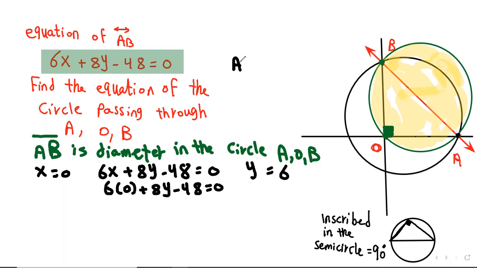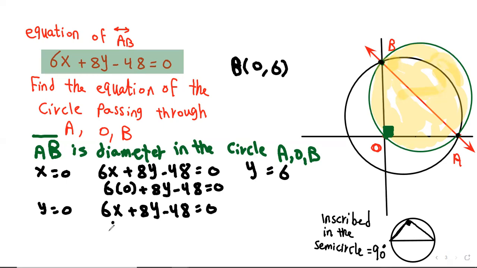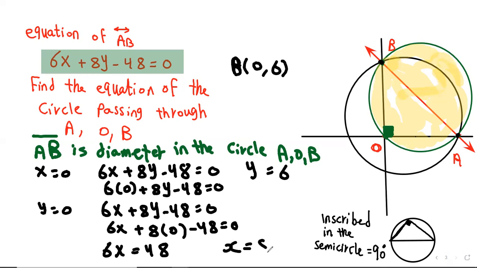So the point B is 0 and 6. I put x equals 0 in this equation. And to find the point A, put y equals 0 in this equation, 6x plus 8y minus 48 equals 0. So 6x plus 8 times 0 minus 48 equals 0. So 6x equals 48, so x equals 8. So the point A is 8 and 0.